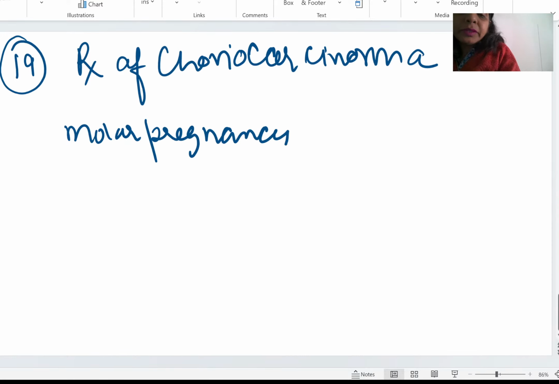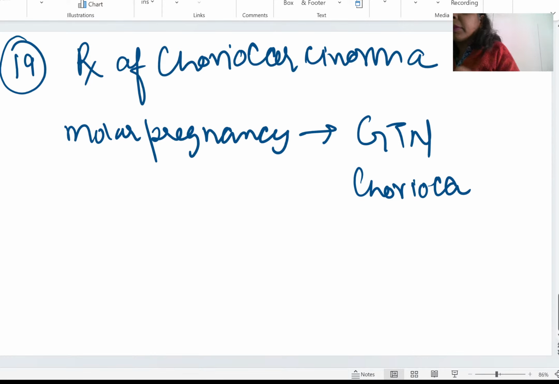This molar pregnancy has become gestational trophoblastic neoplasia of choriocarcinoma. So what is its treatment? Its treatment is, of course, chemotherapy.